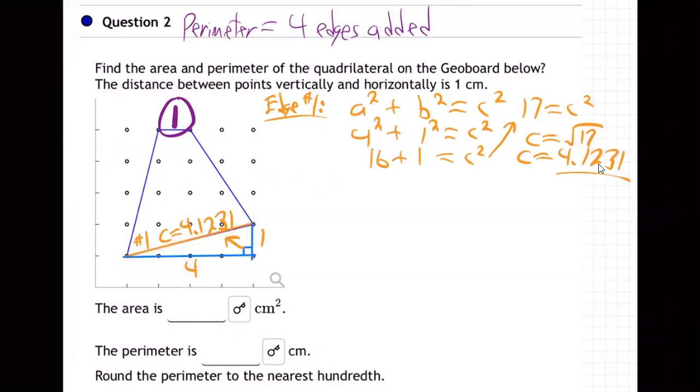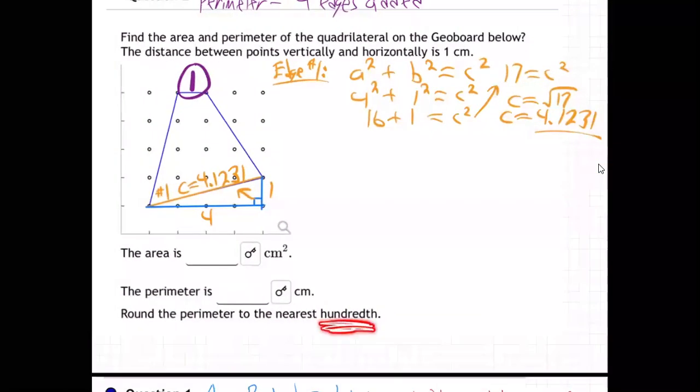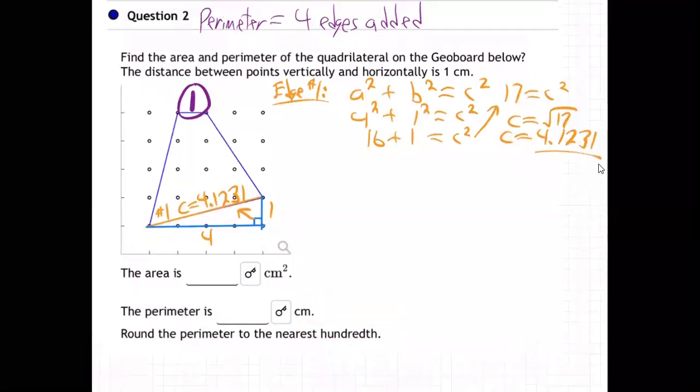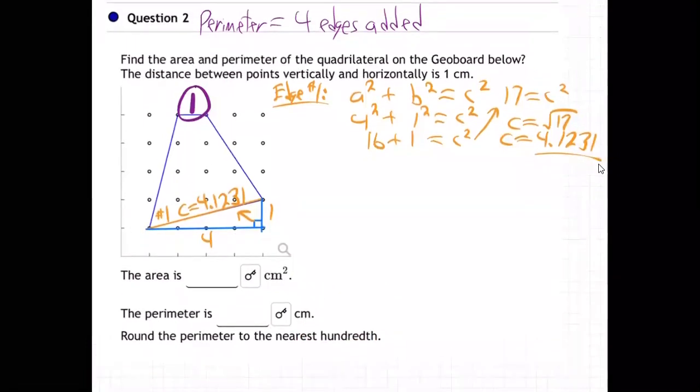Four places is enough. In the end, they only want 2 places, so you want to use a few more throughout the middle of the problem. In the end, we'll round it back to 2 places. So use 4 places for now, and then in the end, we'll make it 2 places. So there's that edge. That's edge number 1.